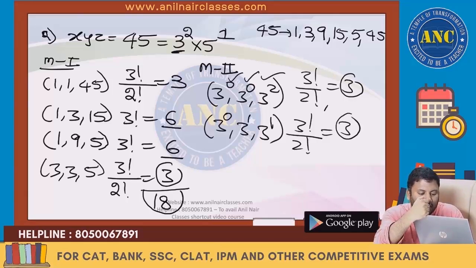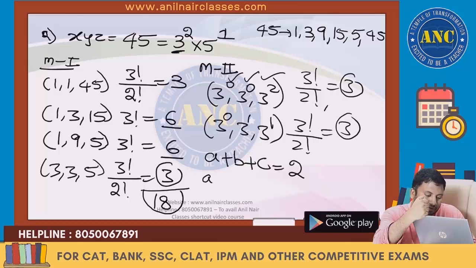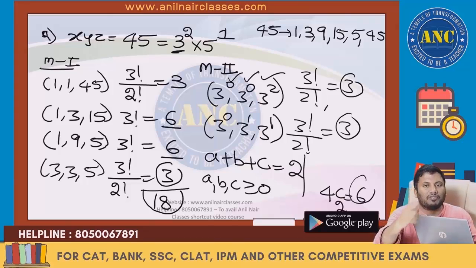The powers can be 0, 1 or 2. Powers is A plus B plus C. Sum of the powers is 2. The powers can also take 0. So 2 plus 3, 5. 4C2 is 6. Are you all with me?